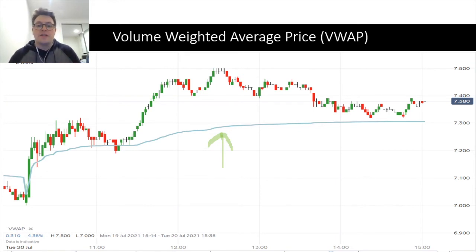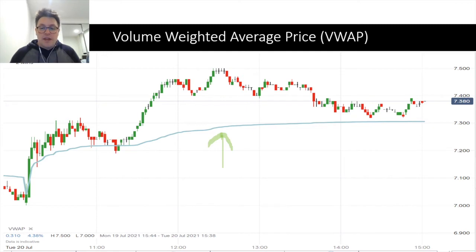Like with all these indicators, this is not always the case, but a trading principle that can be used is that if the stock price moves above the VWAP line, it is likely to come back down. And conversely, when the stock price goes below the VWAP line, it should rise back up in a correcting fashion.